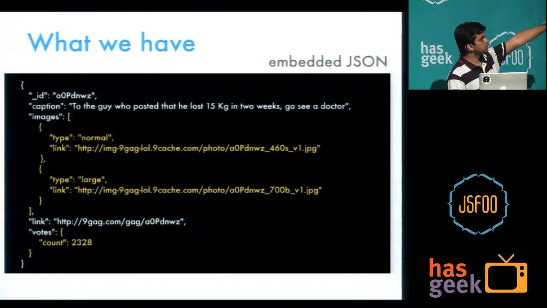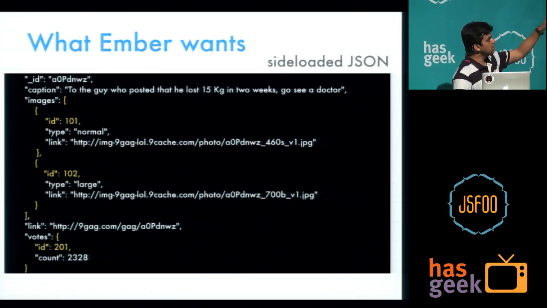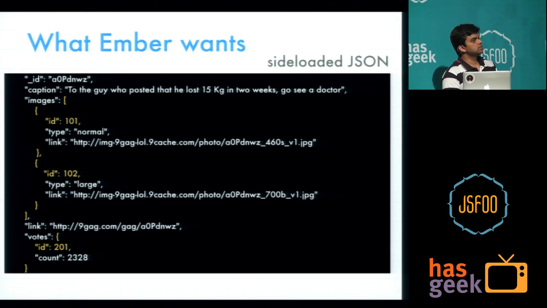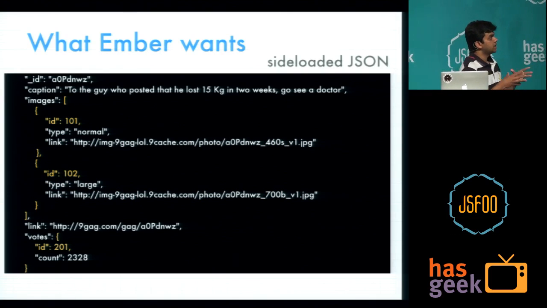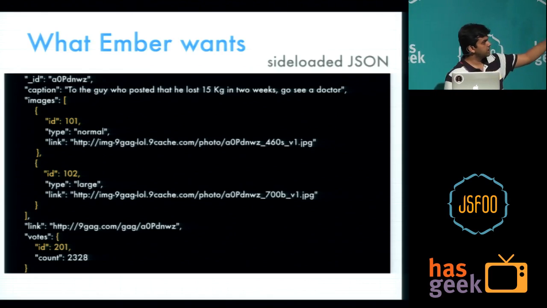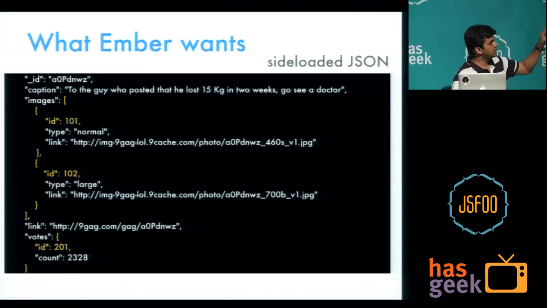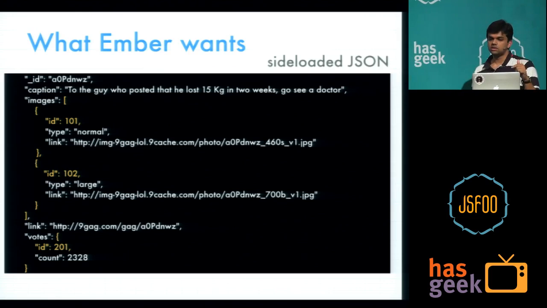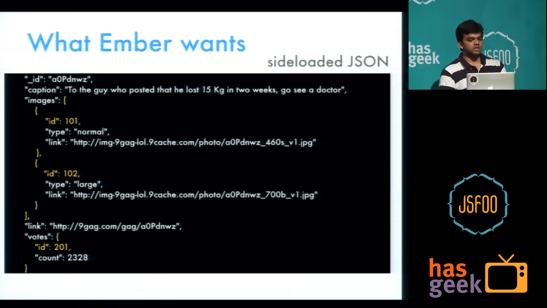Just focus on the images array. This is the array that Ember expects. Until before Ember Data beta 10, it was expecting all the IDs in the parent document and the nested documents separately, again, sideloaded. So this is called sideloaded JSON. It wanted an ID for each of the nested documents. But now with Ember Data beta 10, it supports embedded JSON also, but still it needs an ID.